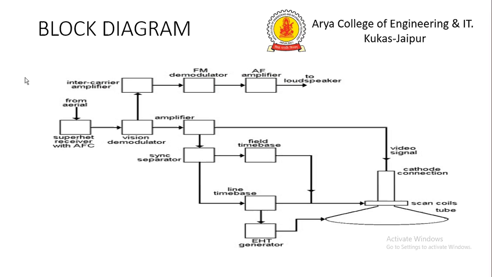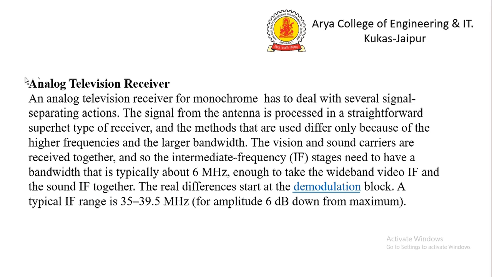This is the video signal, cathode connections, scan coil tube, inter-carrier amplifier, FM demodulator, AF amplifier, to loudspeaker, from aerial. Basically, this is the diagram of the TV receiver.